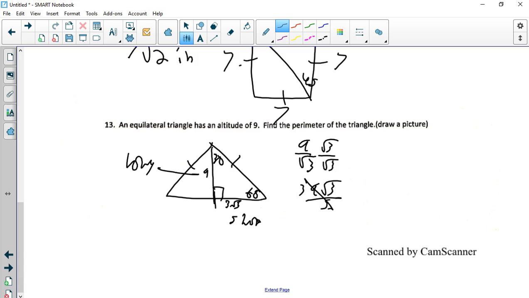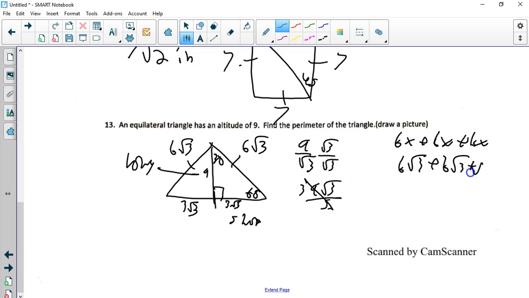I have 2 ways to go about this. I could say this is also 3 radical 3, and that means that side is 6 radical 3. Or if I want to go from the short side to the hypotenuse, I just double it, which is the same thing. So it's 6 radical 3 all around. And again, remember, if this was 6x plus 6x plus 6x, that would just be 18x. So 6 radical 3, 3 times, is simply 18 radical 3 units. And that's all of this.